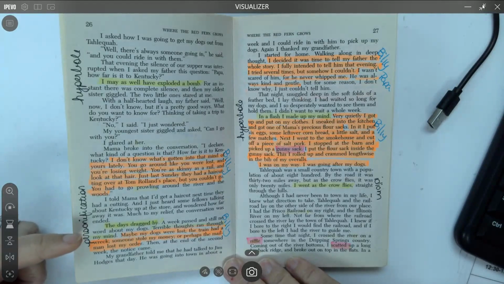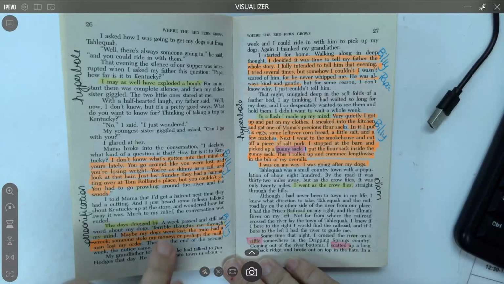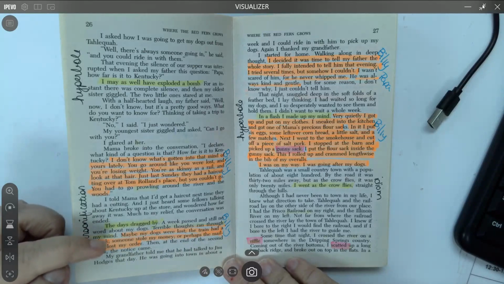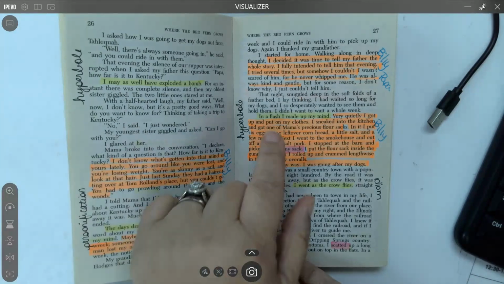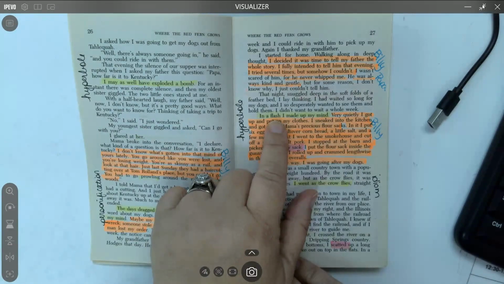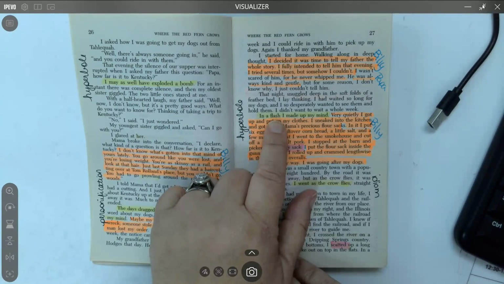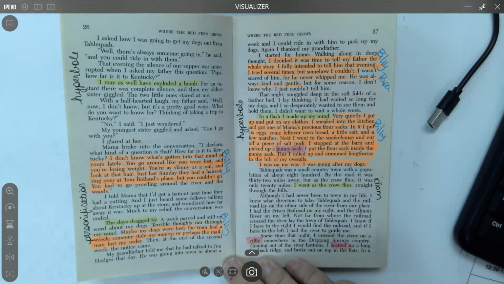"The days dragged by. Terrible thoughts ran through my mind." These are things that can't actually happen. The days aren't dragging anything, and the thoughts aren't running. So that is an example of personification. Over here it says, "In a flash I made up my mind." That's a hyperbole. A flash is really quick, and usually our thought process takes a little longer than that.